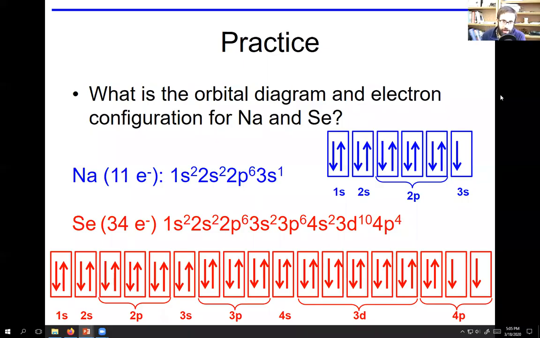All right, guys, we're in the final stretch of electron configuration and also the quantum chemistry chapter in general, chapter 6. And so that's great. We're just going to do a bunch of practice problems now, with a little bit of nuances, a little new concepts, but mostly practice. Okay, so first two questions. What are the orbital diagrams and electron configurations for sodium and selenium?